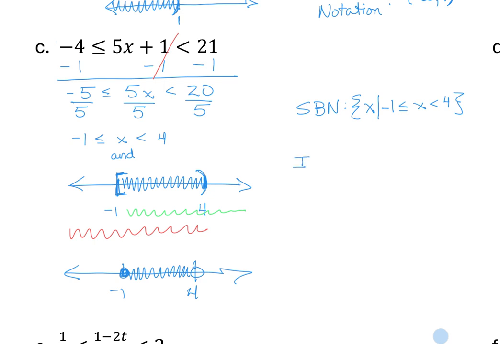For our interval notation, starting on the left, what's the leftmost value of our shading? The leftmost value is -1. It has a square bracket on our graph, and so it will have a square bracket in our interval notation. And then our rightmost value of the shading is the 4. And so that is going to be the rightmost value in our interval notation. In our graph, it was a parenthesis, and in our interval notation, it will also be a parenthesis.